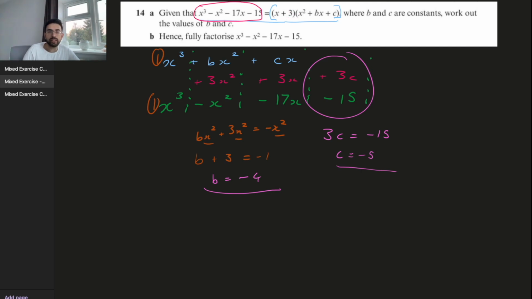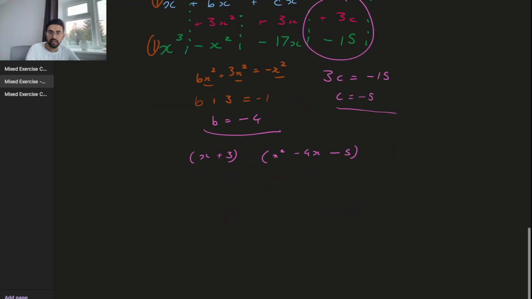Okay, let's move on to part B. It says we need to fully factorize it. Now, they've already done half of the factorization for us, and we know that we've got x plus 3, x squared minus 4x minus 5. Now we just need to factorize the second part.